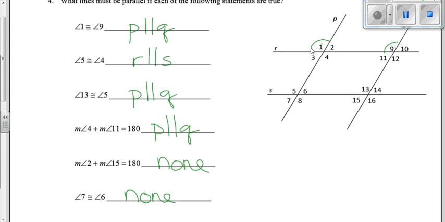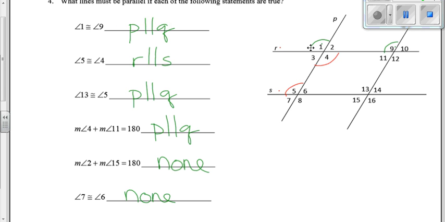If I'm told that 5 and 4 are congruent, that's these two right here. Those two are alternate interior angles. They are sandwiched in between two lines on opposite sides of the transversal. And if they're congruent, they're alternate interiors, which would make, which lines are they sandwiched in between? R and S.